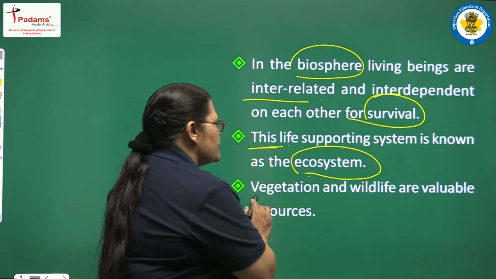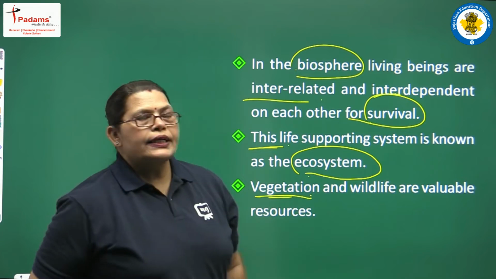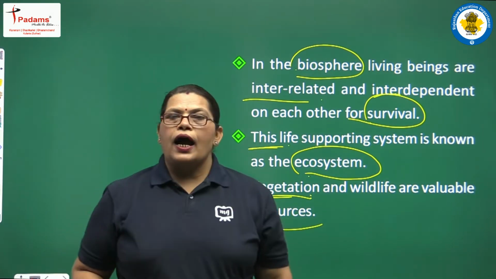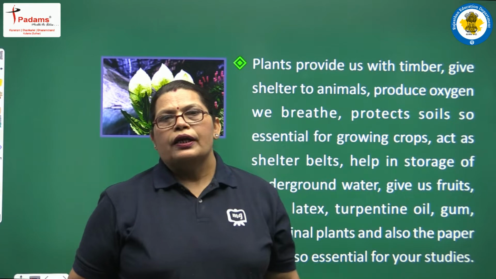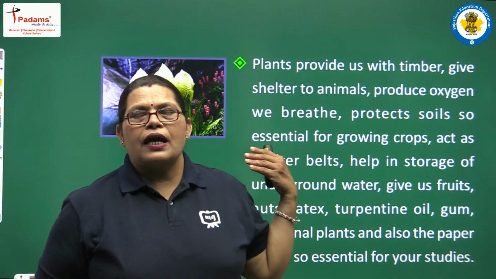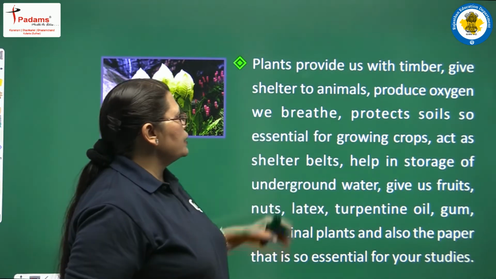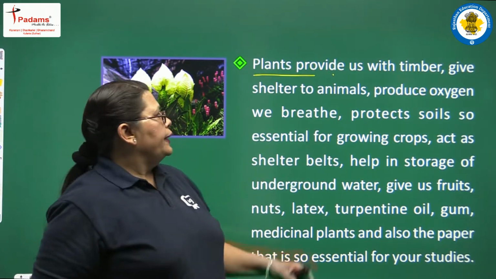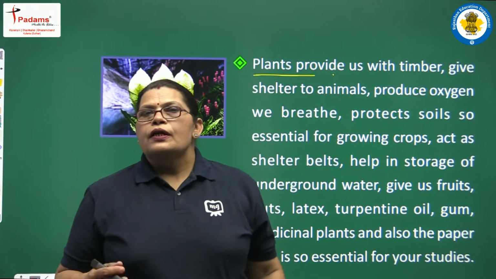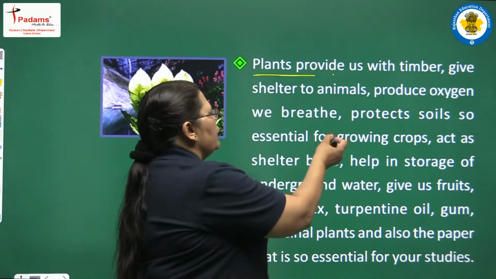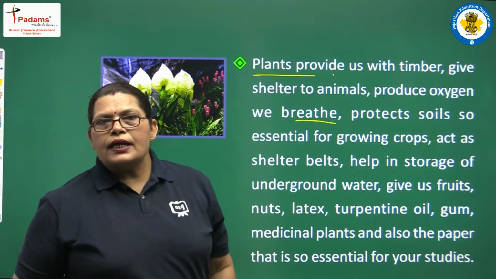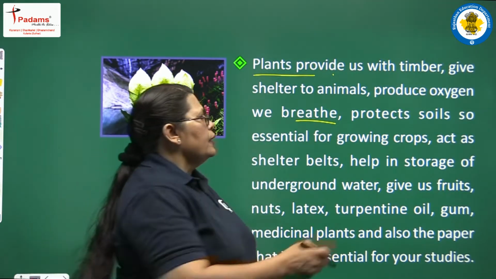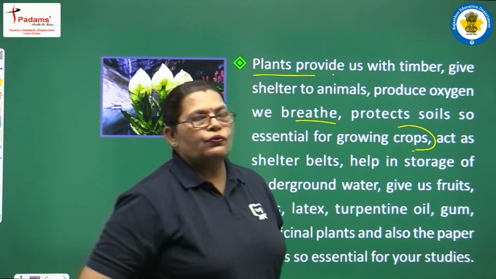Next one here, see, vegetation and wildlife are valuable resources. How are these valuable resources? We took some examples earlier also, and now see this one. Plants provide us with timber, give shelter to animals, produce oxygen we breathe, protect soils, and are essential for growing crops. See, we have many benefits from plants.